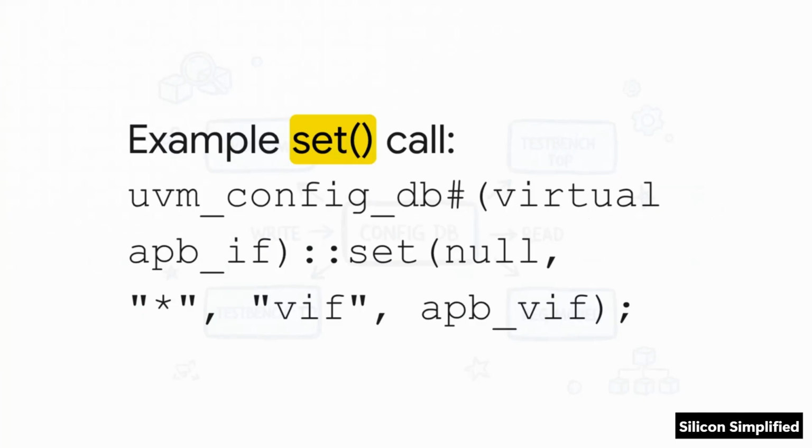So what does that actually look like in the code? Here is a real-world snippet of that crucial set command. We're calling UVM Config DB, parameterized with a virtual APB interface type. Notice our context is null. That's because we're calling this from a static module, not a UVM class. The target instance path uses a wildcard, uvm_test_top.*. We are naming the resource VIF, and the payload we're passing is the APB VIF. It's beautiful, it's clean, and it's highly effective.